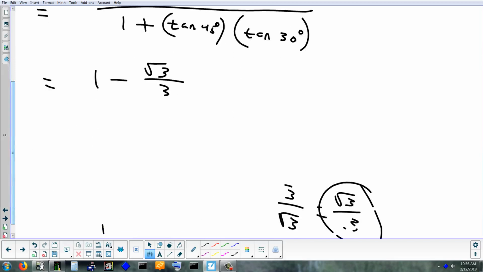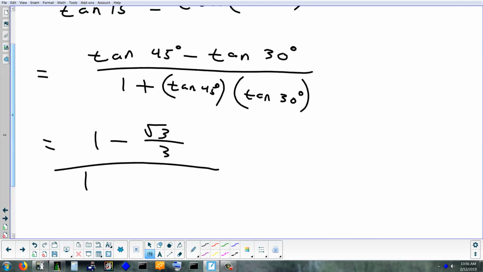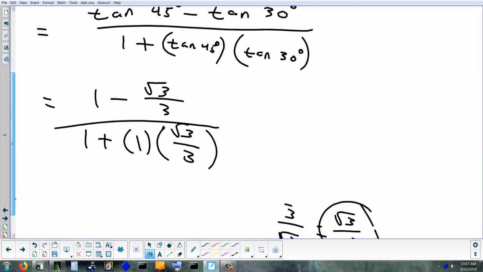All right, so let's continue on. So there's the top. Now in the bottom we have 1 plus, I just did the tangent of 45 up at the top. That's 1. Times, and I just did the tangent of 30 at the top. That's root 3 over 3. So that's basically our answer. It's a pretty messy way to write it, but that's the answer.